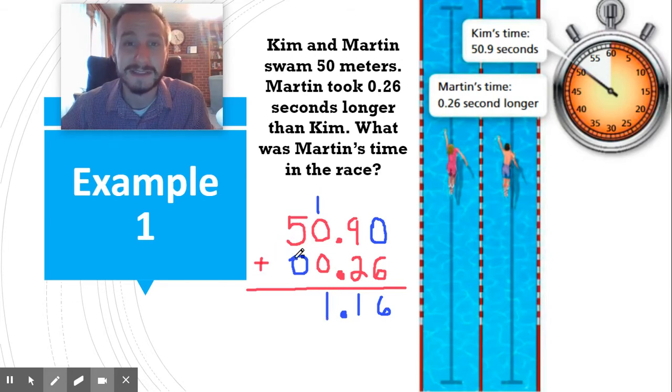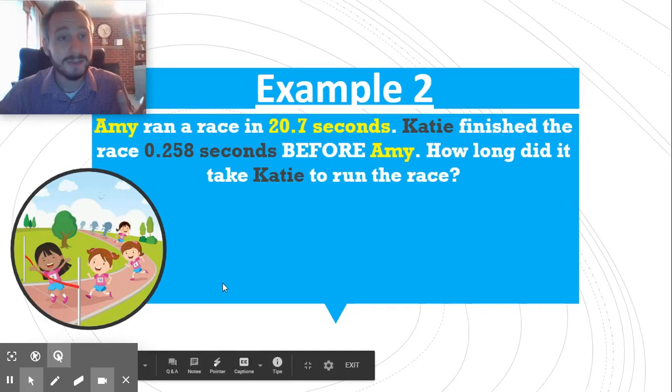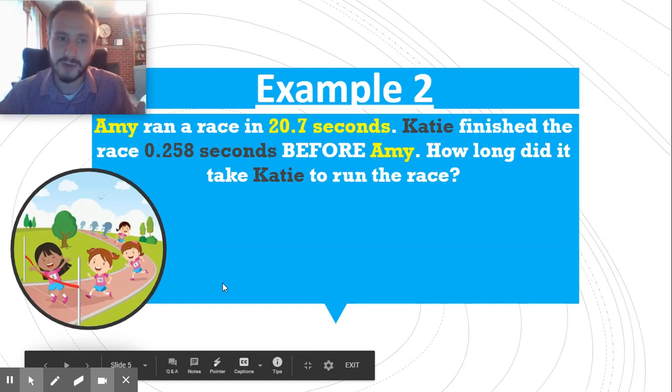What's 5 plus 0? 5. So that means that if Martin took 0.26, so 26 hundredths longer than Kim did, Martin's time was 51.16, so 51 and 16 hundredths of a second. So that was an addition problem.